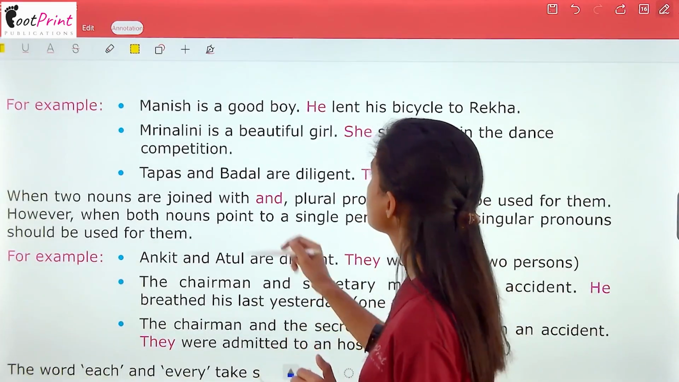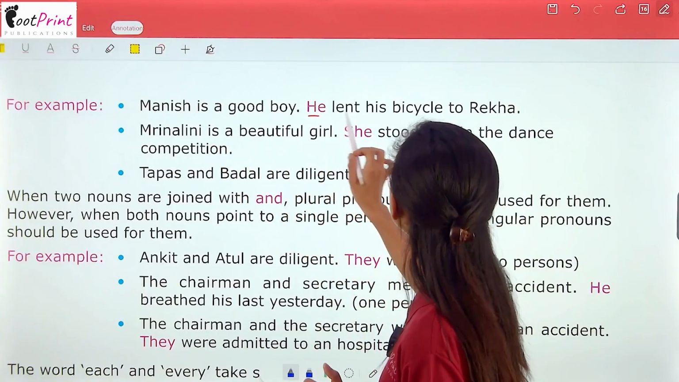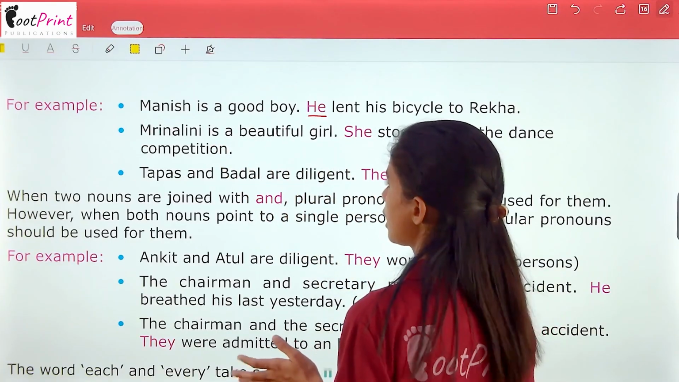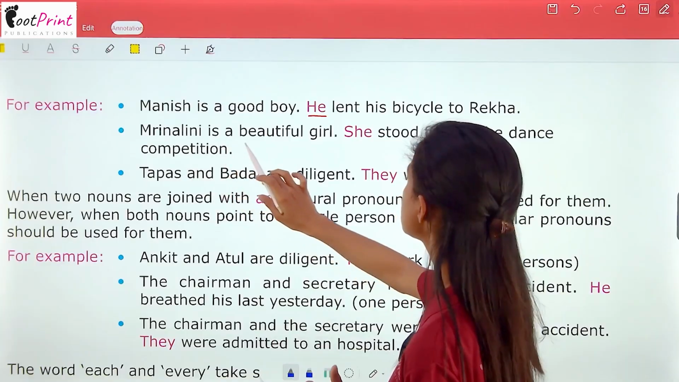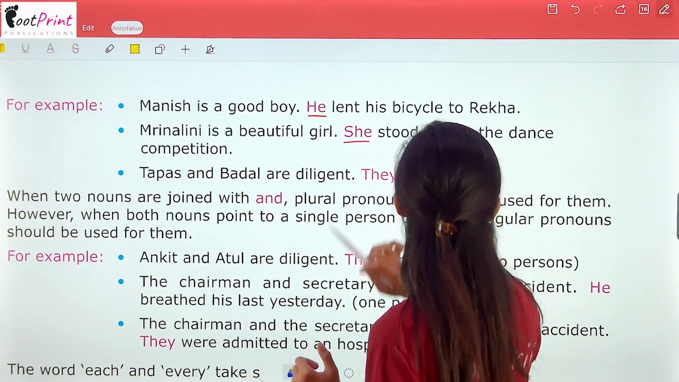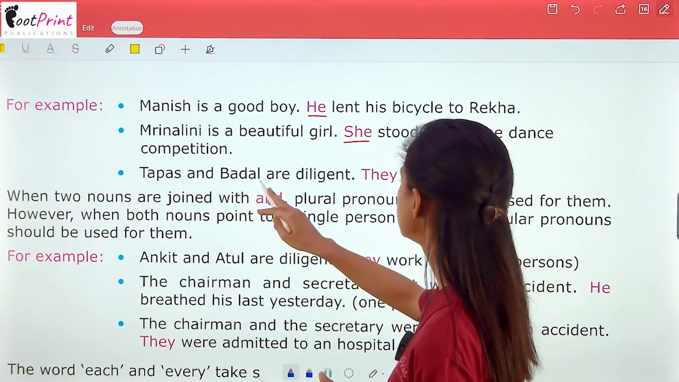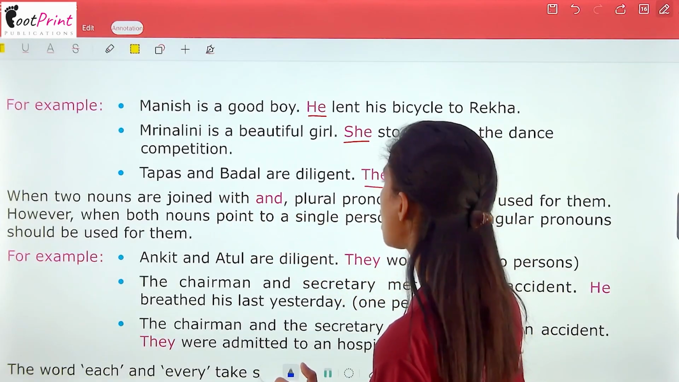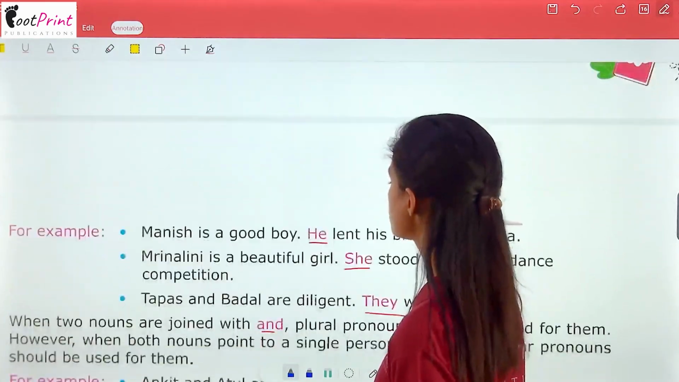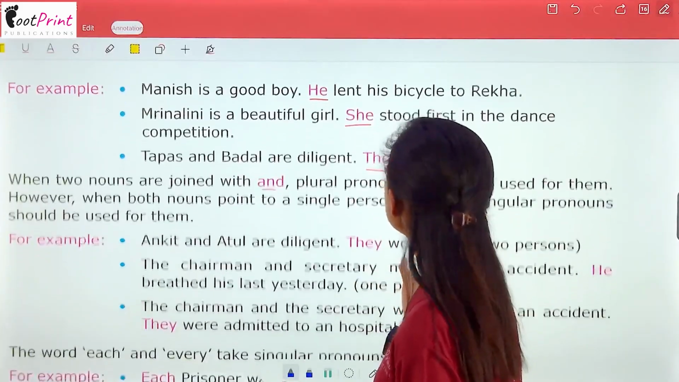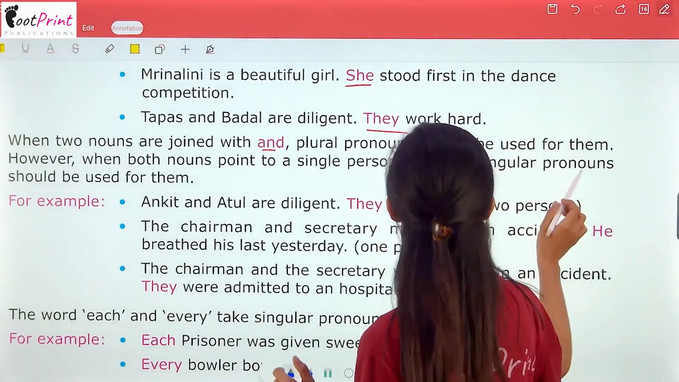Now let's see some examples. Manish is a good boy. He lent his bicycle to Rekha. Mrinalini is a beautiful girl. She stood first in the dance competition. Tapas and Badal are diligent. They work hard. When two nouns are joined with and, plural pronouns should be used for them.